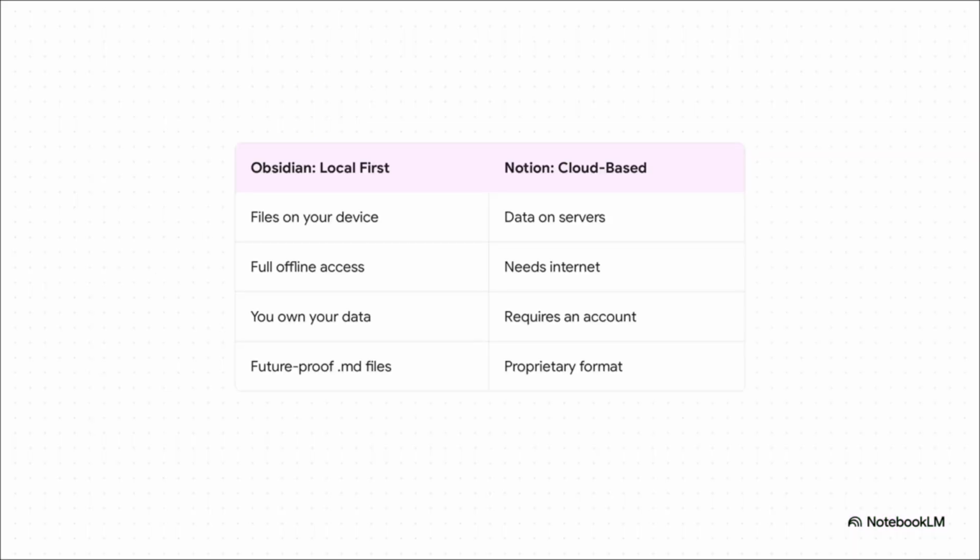With Obsidian, your notes are just plain text files sitting on your computer's hard drive. That's it. You get full offline access, you own your data, period, and it's in a format that's going to be readable forever.